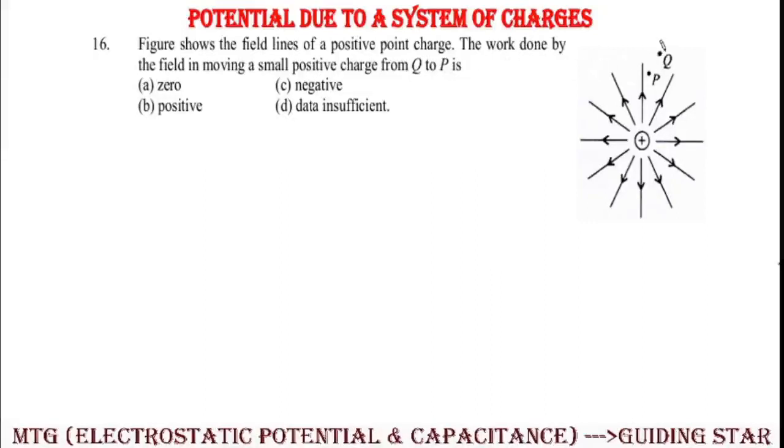Assume the small charge is equal to q. तो मान लो कि ये जो स्मॉल चार्ज है उसको हम Q से P तक लाएंगे. We will move the charge from Q to P. In this case the work done will be 0, negative, positive, or data insufficient. So work done क्या हम निकाल सकते हैं?